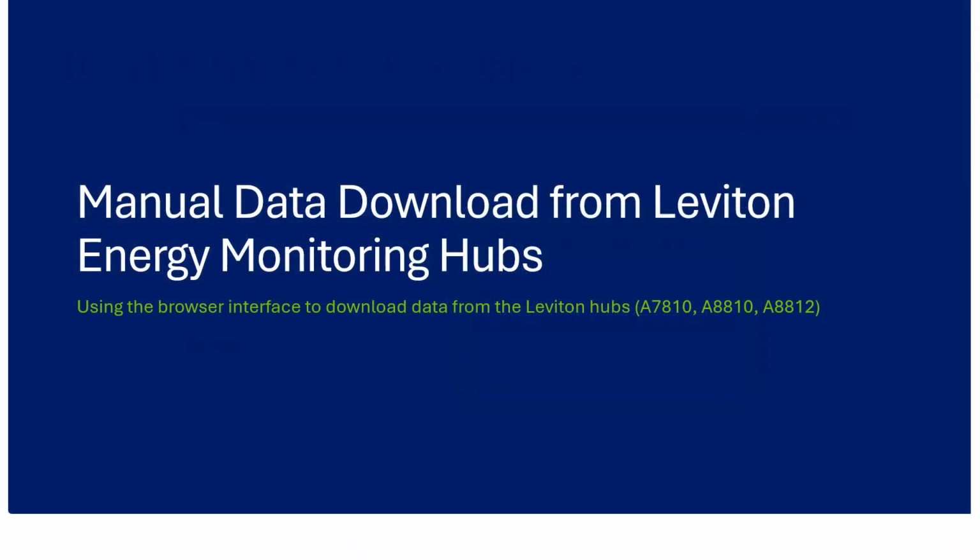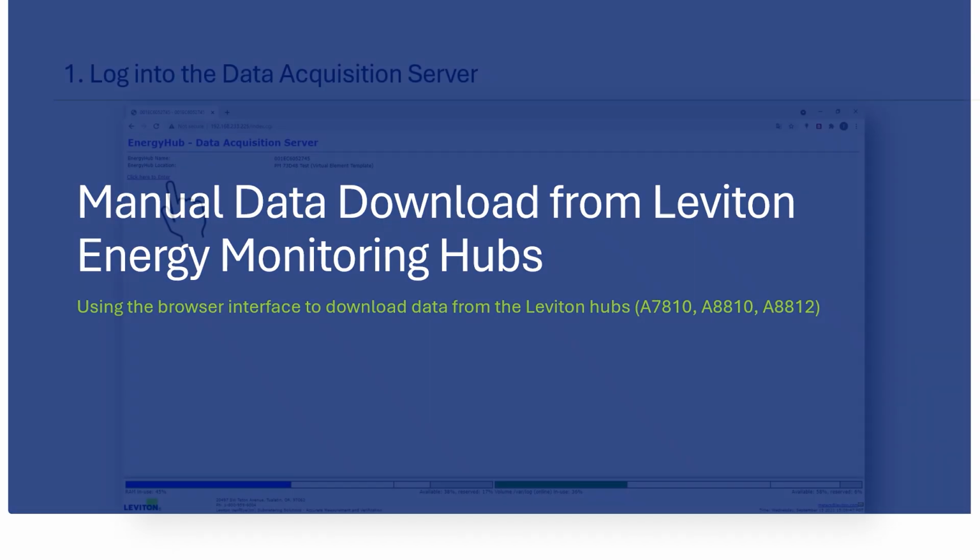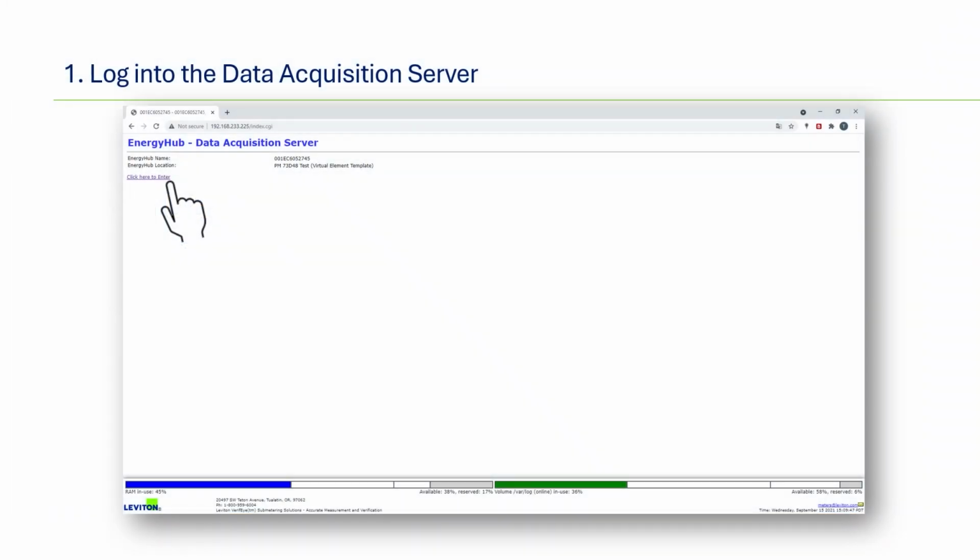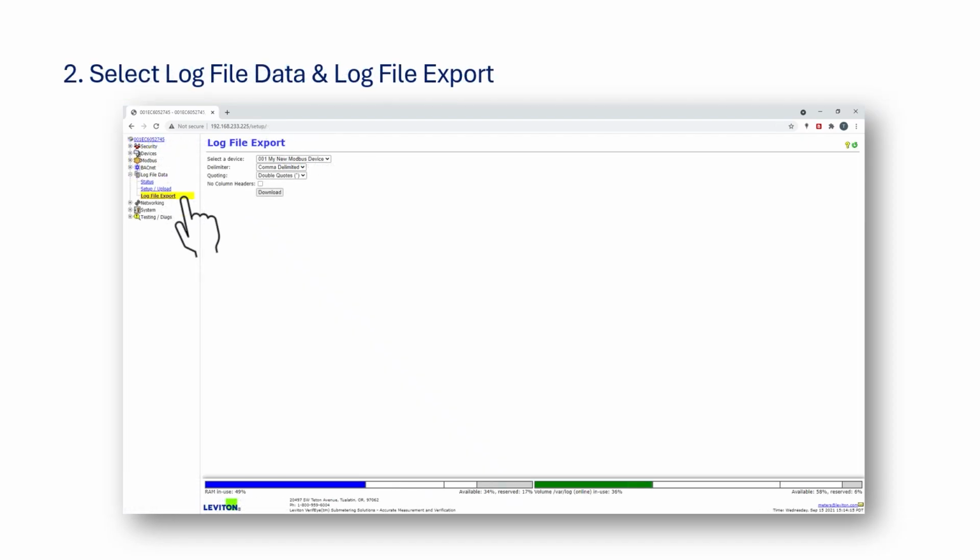Leviton's energy monitoring hubs provide an option for users to download their log data directly from the EMH using the integrated browser user interface. Log on to the EMH as usual. From the navigation menu, select the log file data section, and under that, log file export. This will open the log file export window.